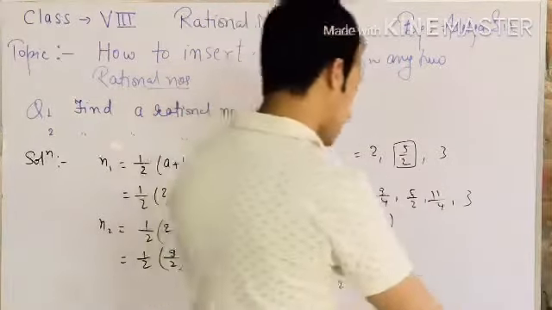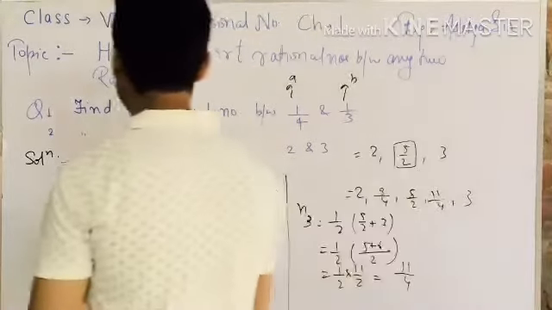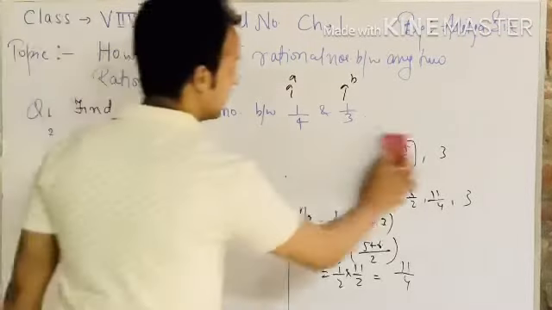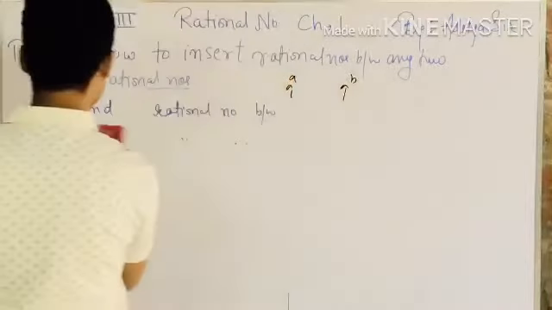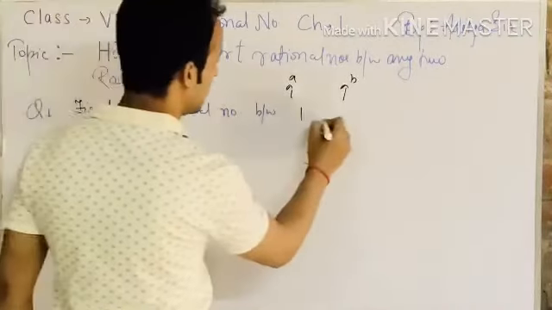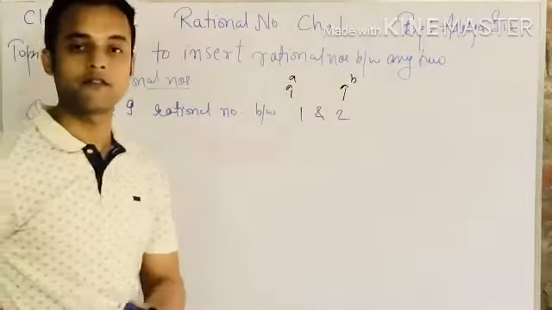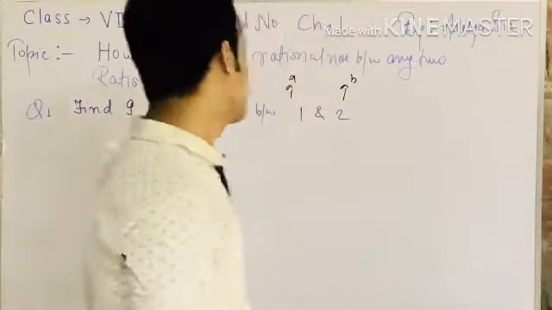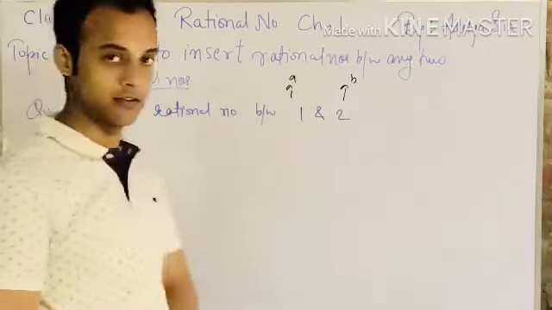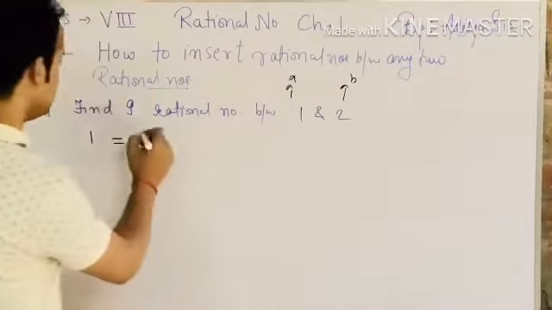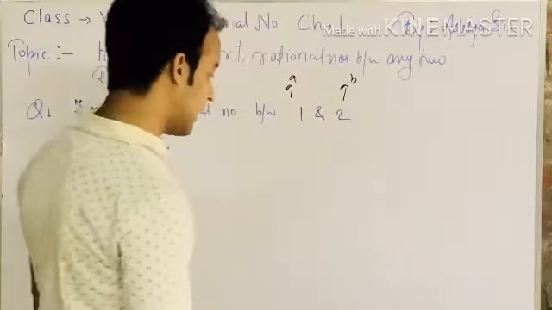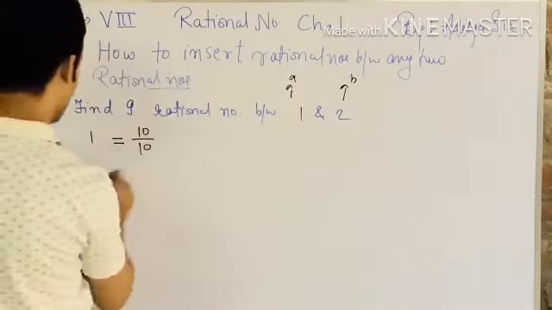Suppose a question is given: find 9 rational numbers between 1 and 2. So by the equivalent fraction method, we can represent 1 as, how can we show 1? 10 by 10, because cancelling gives us 1. And the second thing, that is 2. How can we show 2?